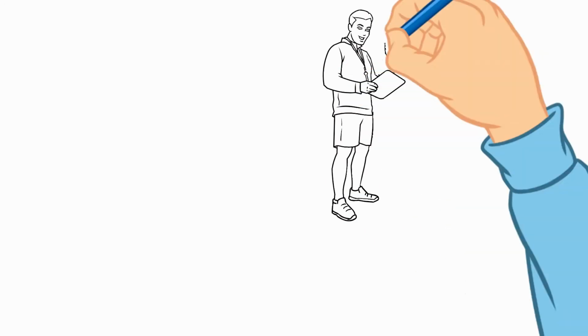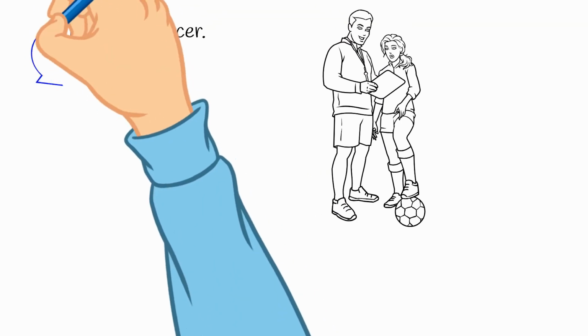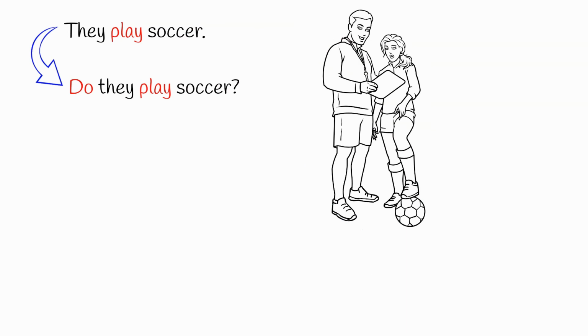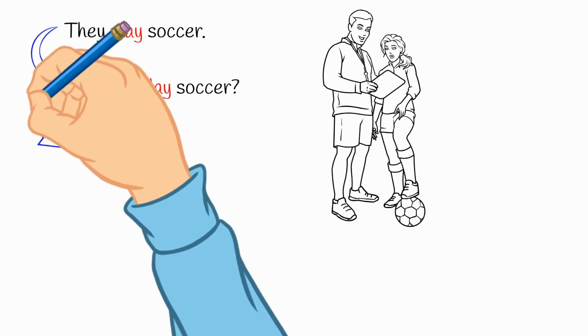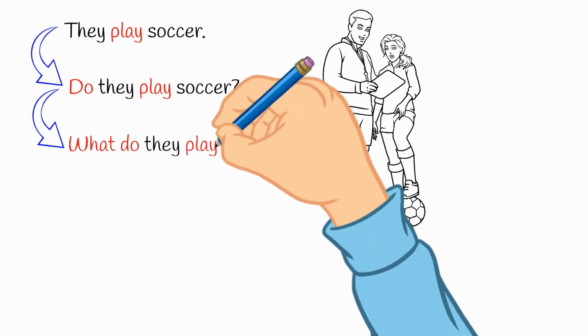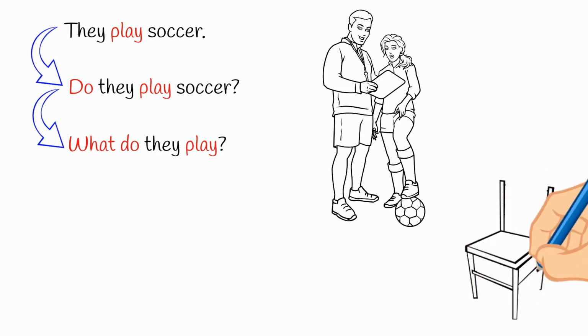Let's see how all of these sentences work together. For example, if we had the sentence, they play soccer, if we change to a yes-no question, it becomes, do they play soccer? We use do because the subject is they, and play stays the same. If we didn't know the sport, we would ask, what do they play? The question word what goes to the front before do, and play is used with no s.